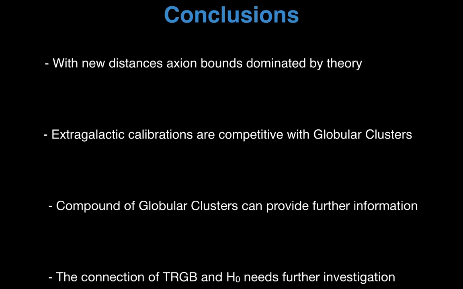In principle, combining globular clusters can provide further information and, of course, stronger constraints, but you need to be careful when you take into account errors, because some errors between different globular clusters can be correlated. So you can do that, but it's much more complicated. And also the connection of the tip of the red giant with the Hubble tension, or H0 in general, needs attention. And I think this connection is quite nice. At least I find it very interesting.